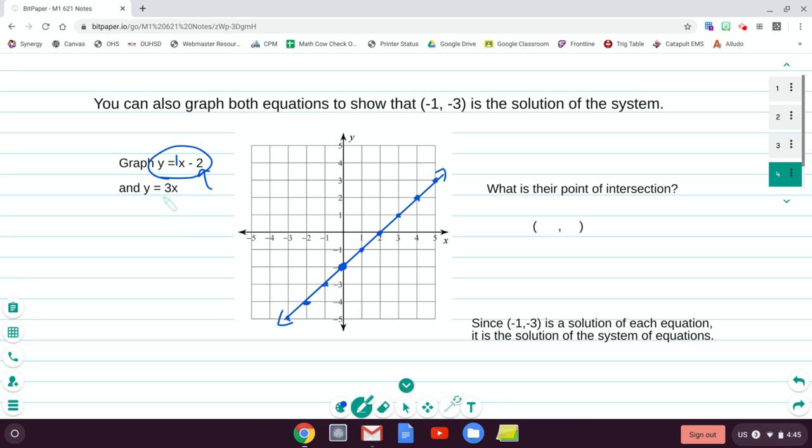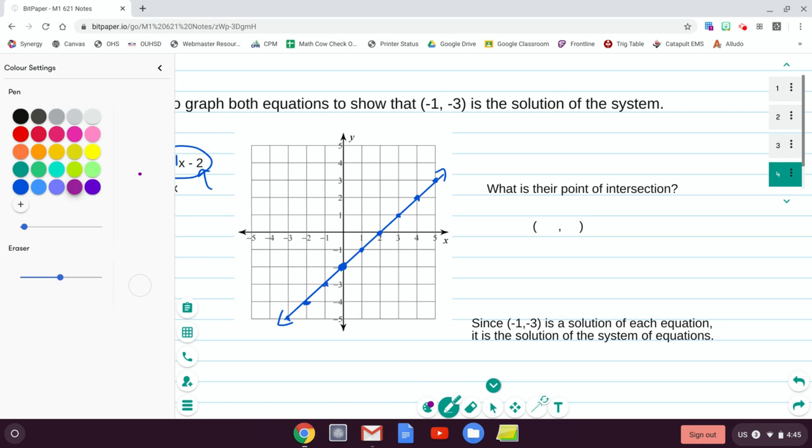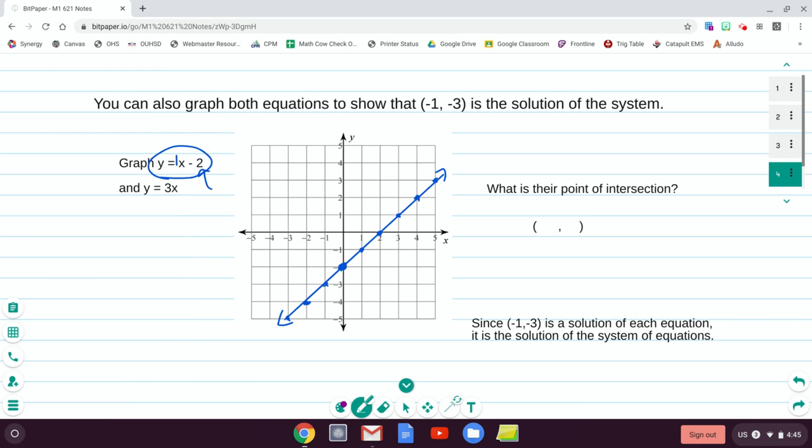So I graphed the first equation in the system, and now I'm going to graph the second one. Let me change my color. Let's use purple. Okay, so here's the second equation. Y equals 3x. Now notice that there's no number at the back. That means that the y-intercept, that starting value, is going to be 0. If there's no number, then we start at 0. And then our slope is that 3 right there.